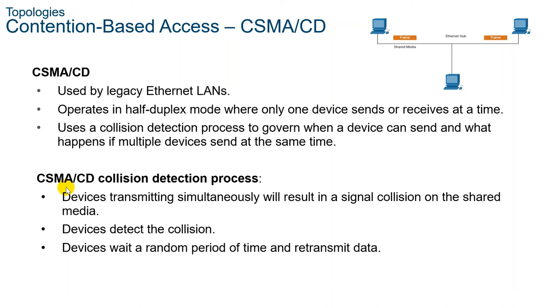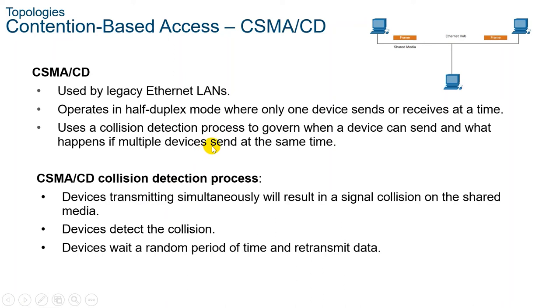Next, CSMA-CD uses a collision detection process to govern when a device can send and what happens if multiple devices send at the same time. So there's what you call data collision. If two devices happen to send data at the same time on the cable or on the medium, it would lead to a collision. And therefore, this function has what you call a carrier detection feature. Now, the CSMA-CD collision detection process.